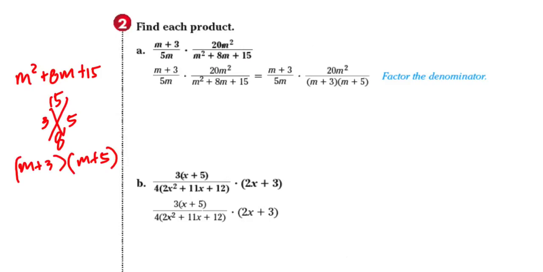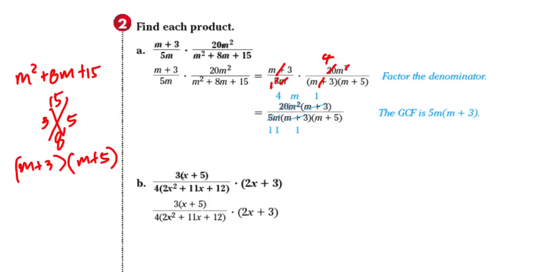Since they're all multiplication, we can cross-cancel the factors. The m plus 3 cancels out. The m cancels out. 1m cancels out here, so that you're left with the m. And you are now left with 20m all over m plus 5. And that's exactly what happens here. So the 5m, oh sorry, I forgot to cross-cancel that 5. That's a 1 and this is a 4.